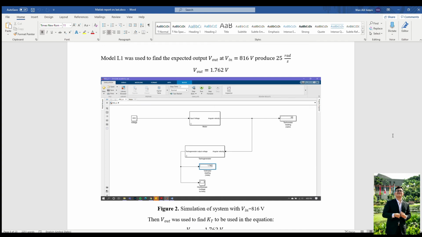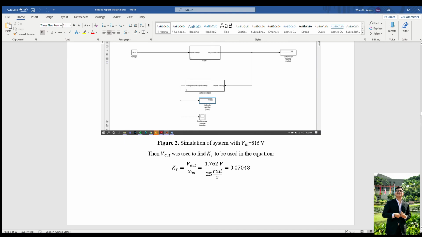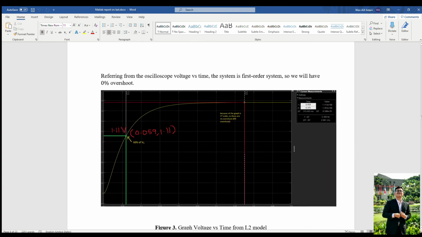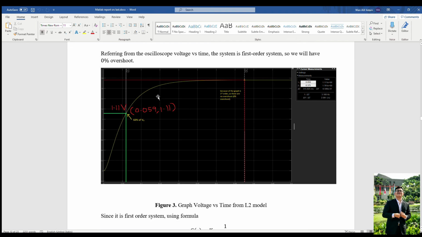Okay, so here's the graph. As you can see, we take 63% of the value, which is 1.1 volts. The corresponding time is at 0.059 seconds. This is what is stated in the theory, 63%.